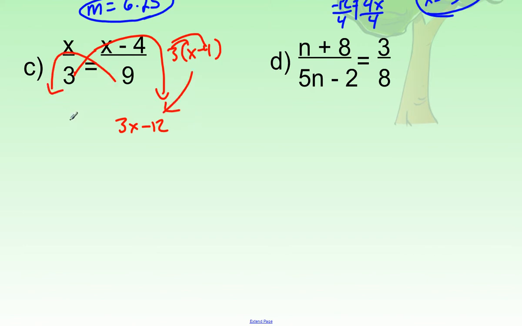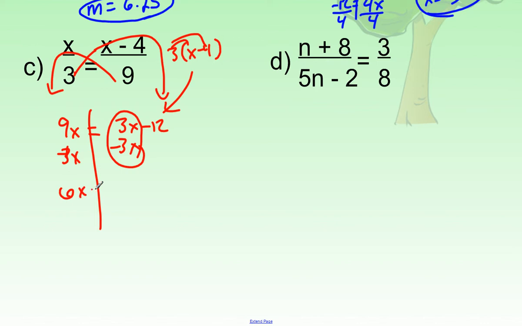On the other side, 9 times x. Variables on both sides. Subtract the variable on the right here because that gets this 12 by itself. Ooh, 3x. This cancels, giving me 6x equals negative 12, and it is still negative. Don't forget about that negative sign. It's still negative. Divide both sides by 6, and x equals negative 2.